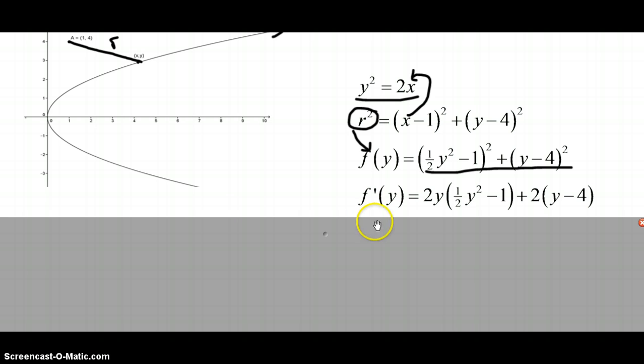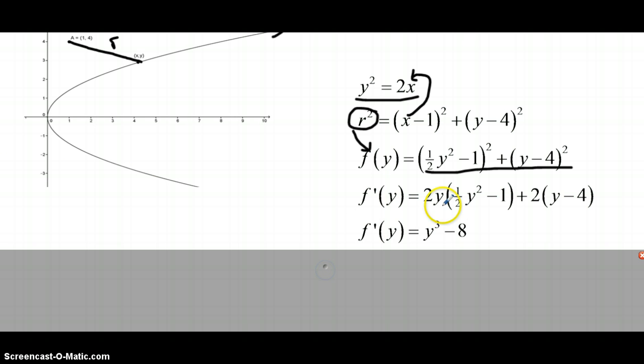I took the derivative of that, and I used power rule and chain rule to get this expression, and then simplified it a little bit. So I just put stuff together, and this actually simplifies down really nicely to y cubed minus 8, because I end up with a negative 2y here, and I'm adding it to 2y, so those go away. So I just end up with the y cubed and a negative 8.